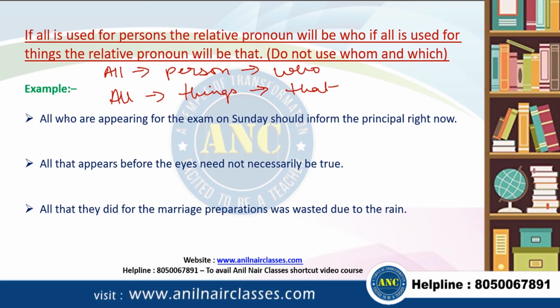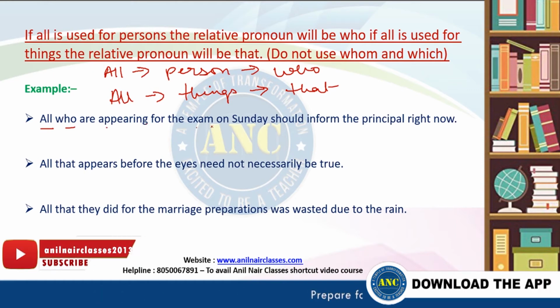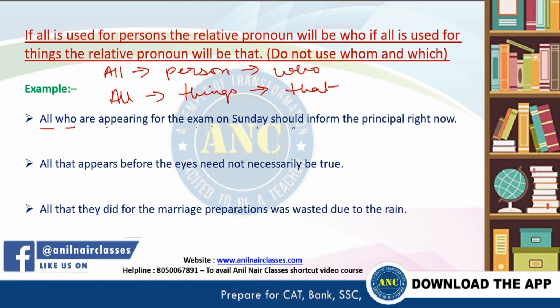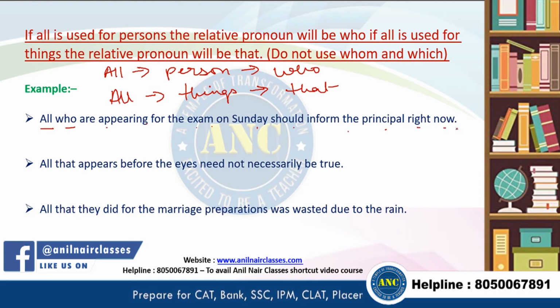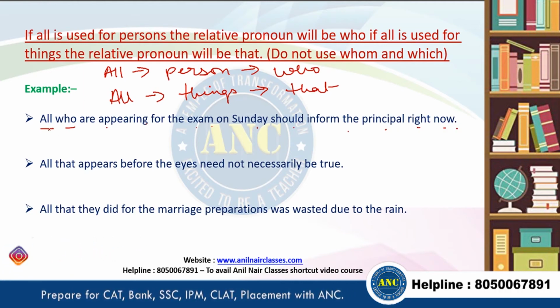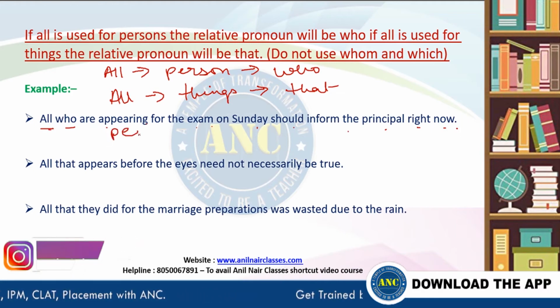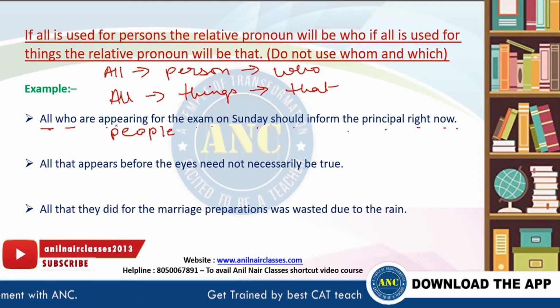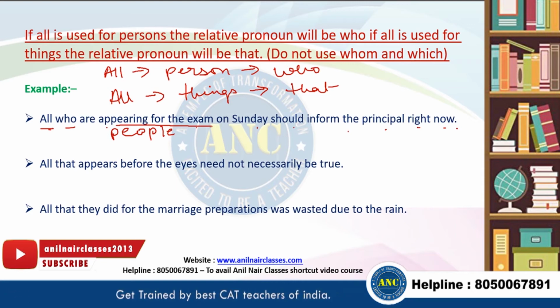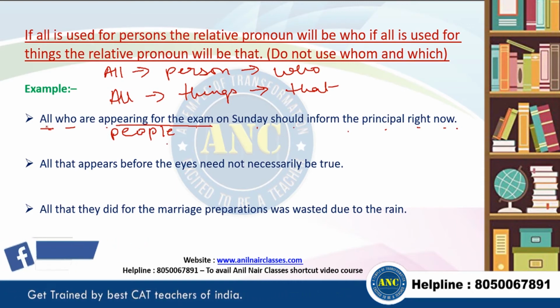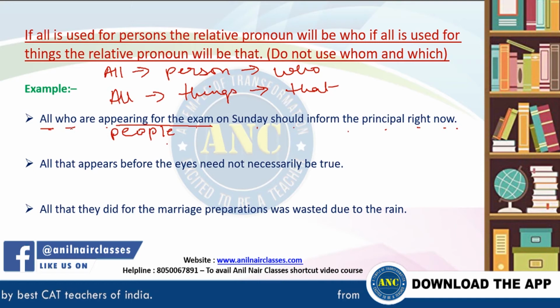So let's see. All who are appearing for exam on Sunday should inform the principal right now. Now all over here is referring to whom? So it's referring to persons or people who are appearing for exam. Things cannot give exam, right? People only can give exams. So that is the reason we have used who over here.